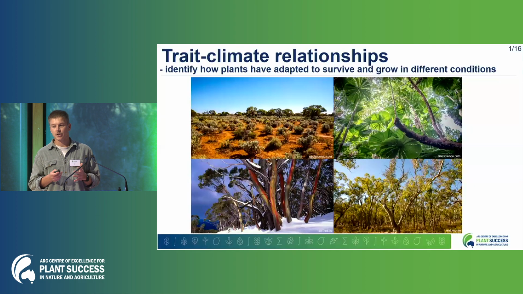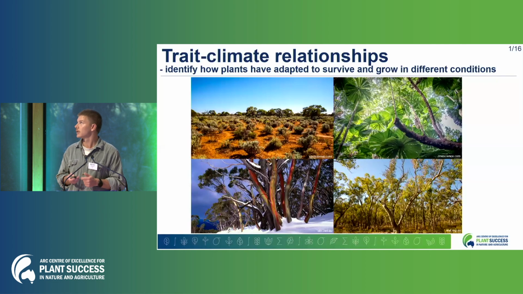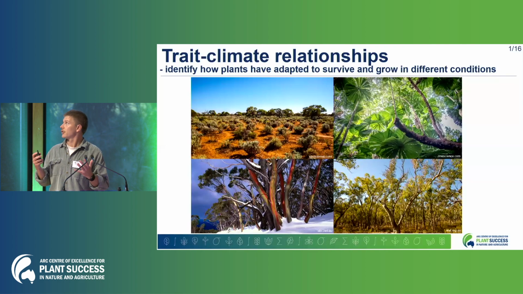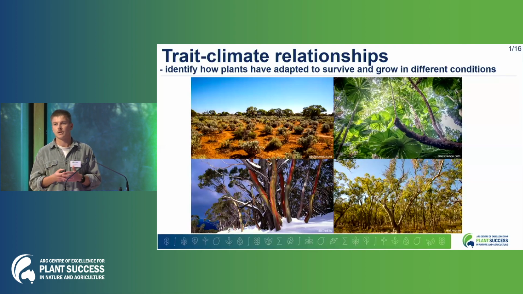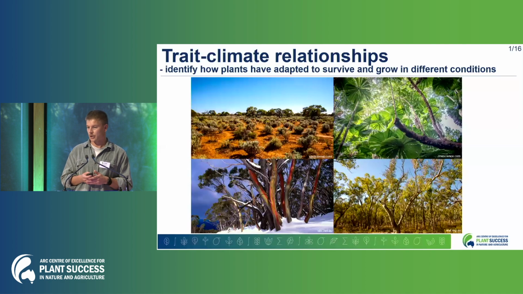So trait-climate relationships can help us identify how plants have adapted to enable their survival and growth in a range of different environmental conditions. You can see the different vegetation types here, where you have plants that have adapted to grow in these very dry to very wet conditions, and very cold to very warm conditions.